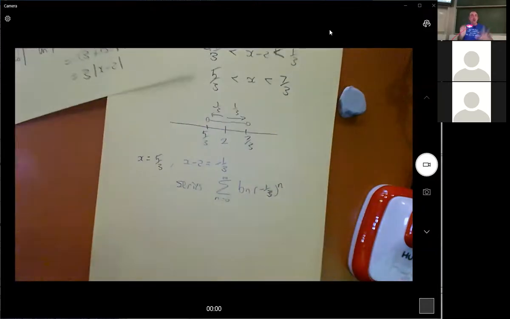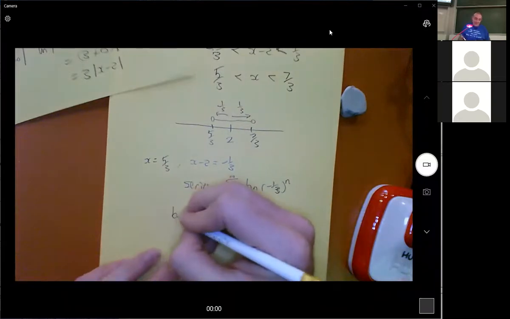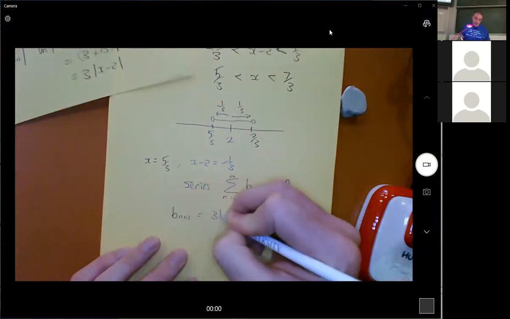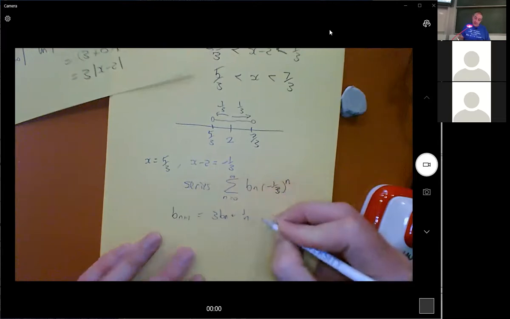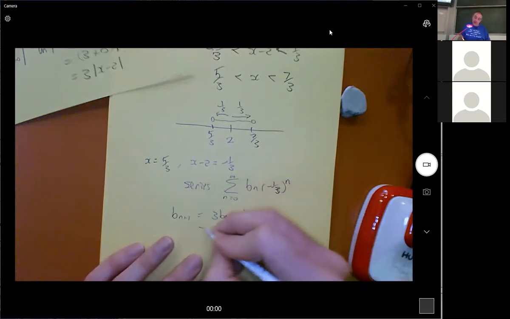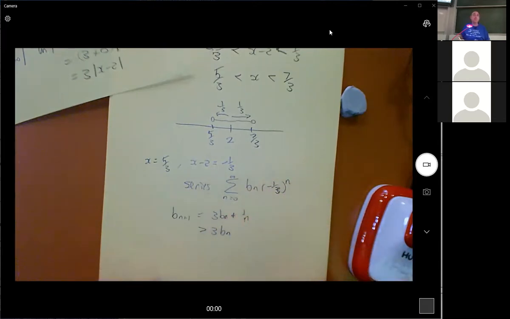Okay, just wait. So Bn plus 1 is 3Bn plus 1 over n, which is greater than 3Bn, which is greater than Bn. Because when you times a positive number by 3, it gets bigger. So it's bigger than 3Bn because the 1 over n is adding a little bit. So the terms are actually increasing. It can't converge.